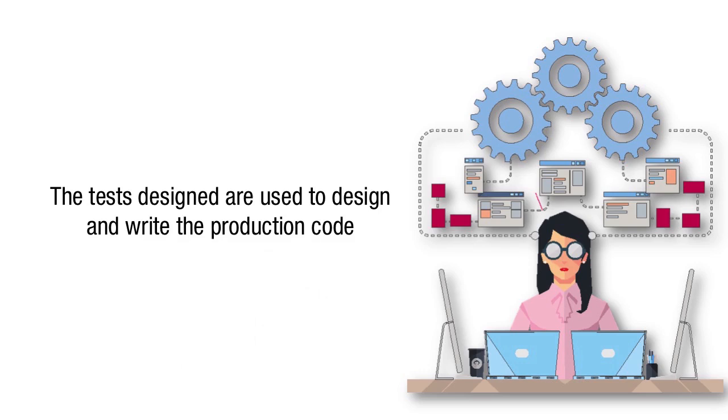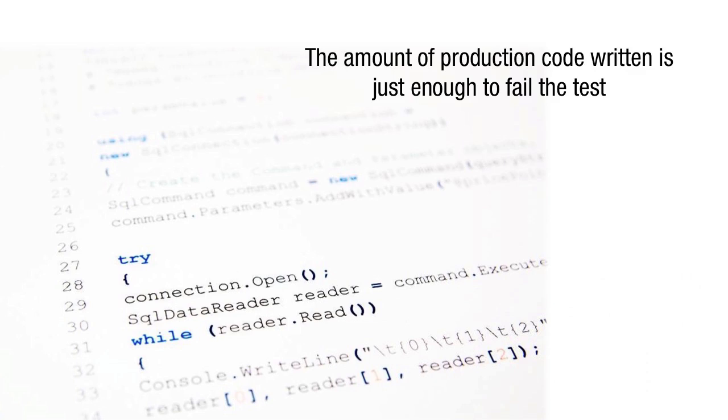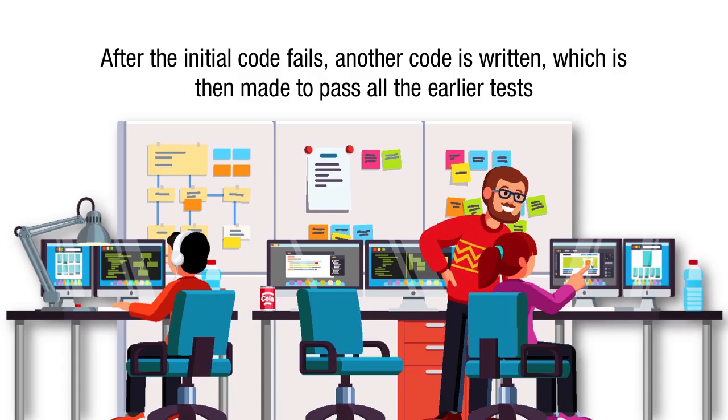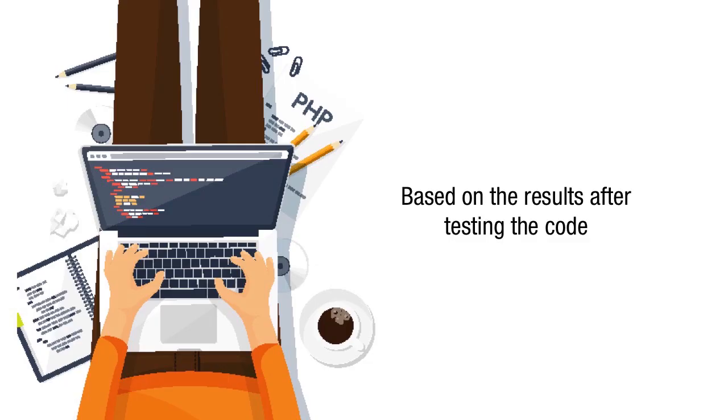The tests designed in the above stage are used to design and write the production code. The amount of production code written is just enough to fail the test. After the initial code fails, another code is written, which is then made to pass all the earlier tests. Based on the results after testing the code, the programmer may follow one or all of the following options.